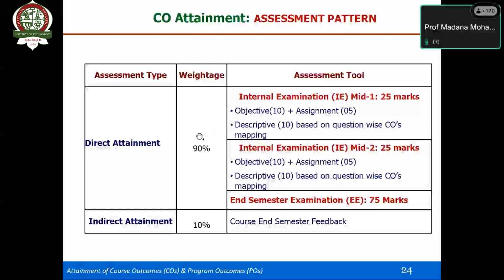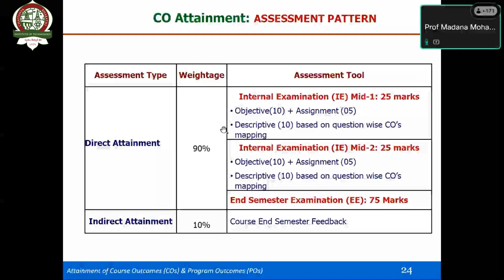So for example, here direct attainment is 90% weightage, indirect attainment is 10% weightage. Direct attainment we already mentioned. What are the components we are having? We are having internal exam and external exam. Whereas indirect attainment, what we are having? End semester feedback of that particular course.